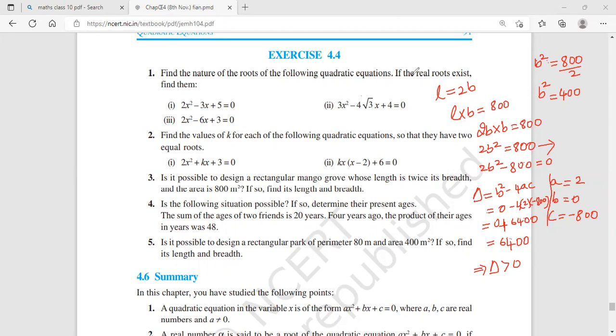Similarly, you can do the other questions on your own. We have done many statement problems, so you can try it on your own. Okay. Thank you, students. So in the next video, we'll come up with a new chapter.